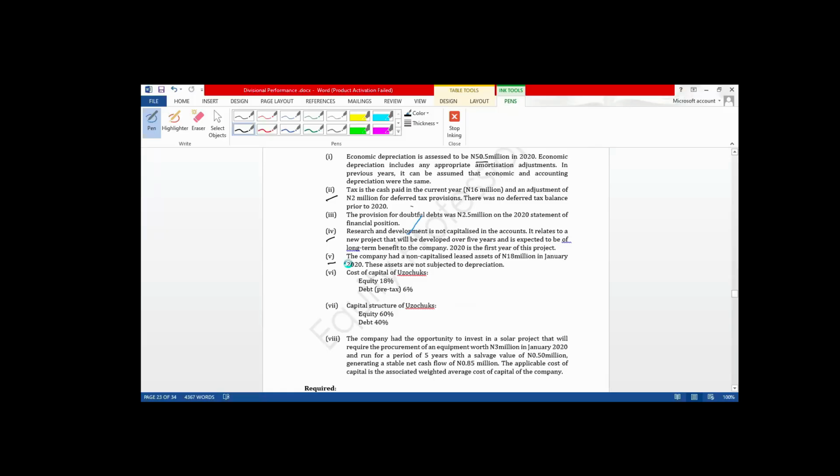Look at note number 5. The company had a non-capitalized lease asset. The lease asset will now be capitalized. 80 million.